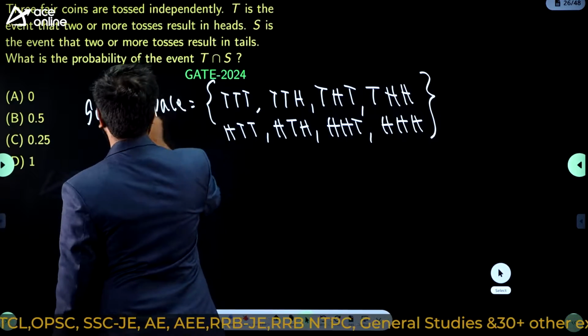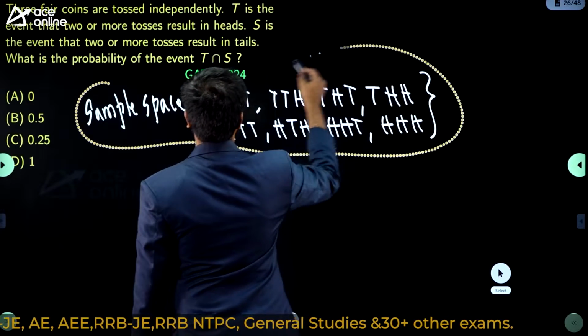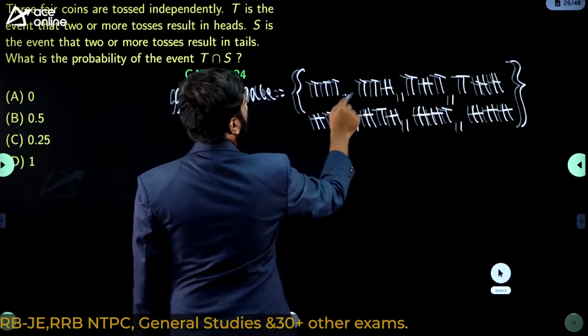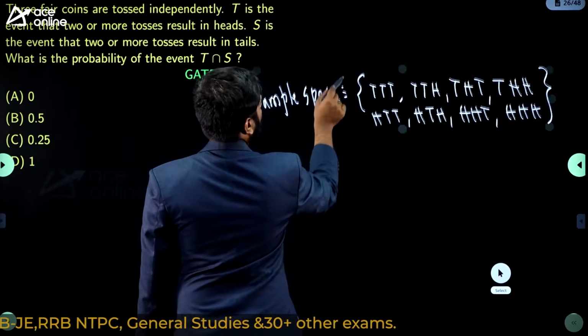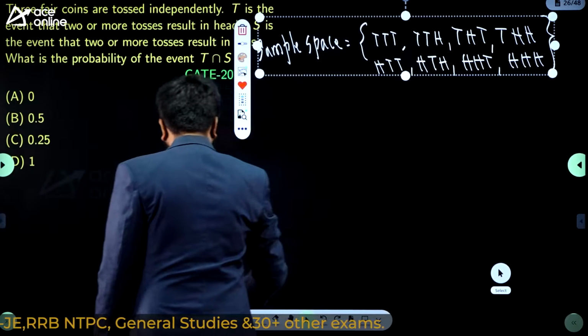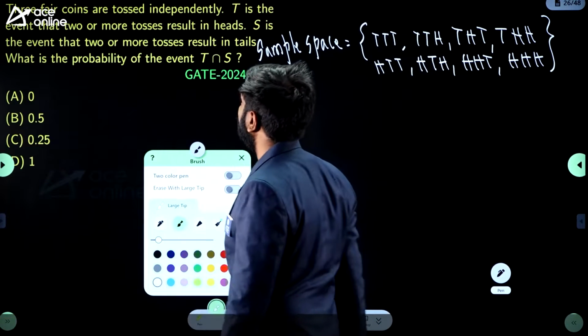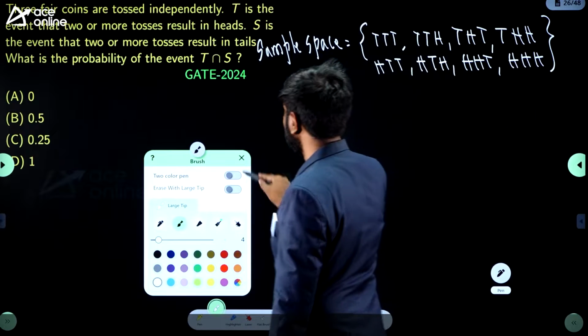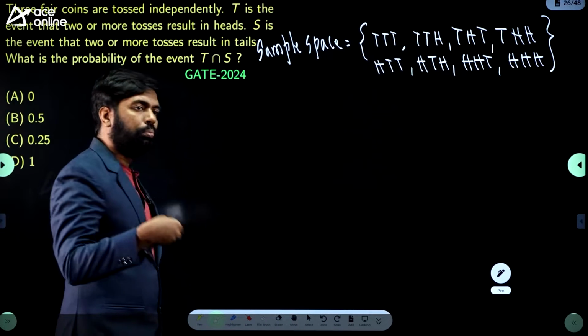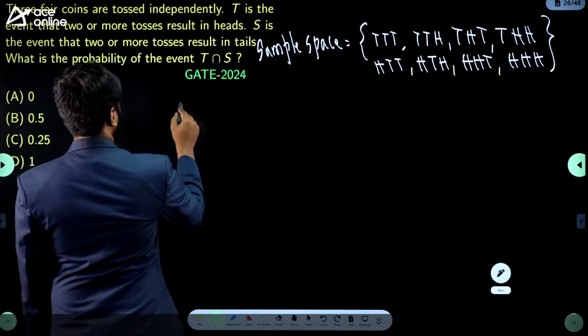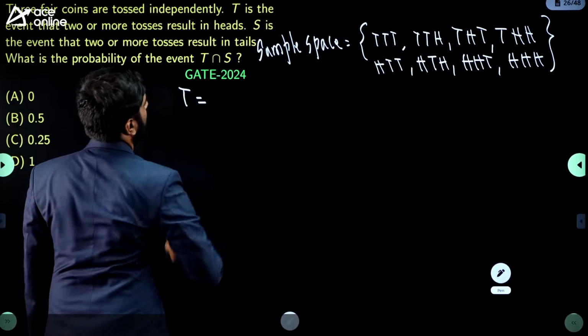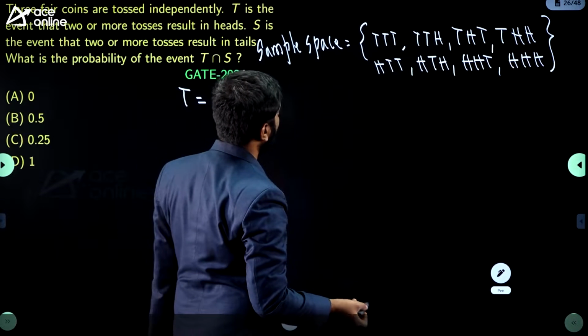He talks about events called T and S. Let us figure out what are the points in those sets. So what is T? He says T is an event that 2 or more tosses results in heads. Let us see what are the points in T.